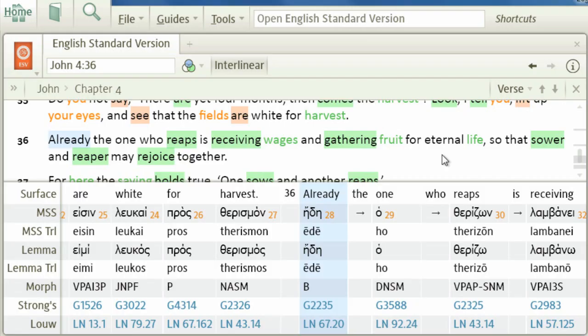In John 4:36, we have an example of a compound subject working with a verb that is grammatically singular in number. Verse 36 reads, Already the one who reaps is receiving wages and gathering fruit for eternal life, so that the sower and the reaper may rejoice together. Now it seems that this should be pretty straightforward because, well, we have the word highlighted here in green, as well as here and here.